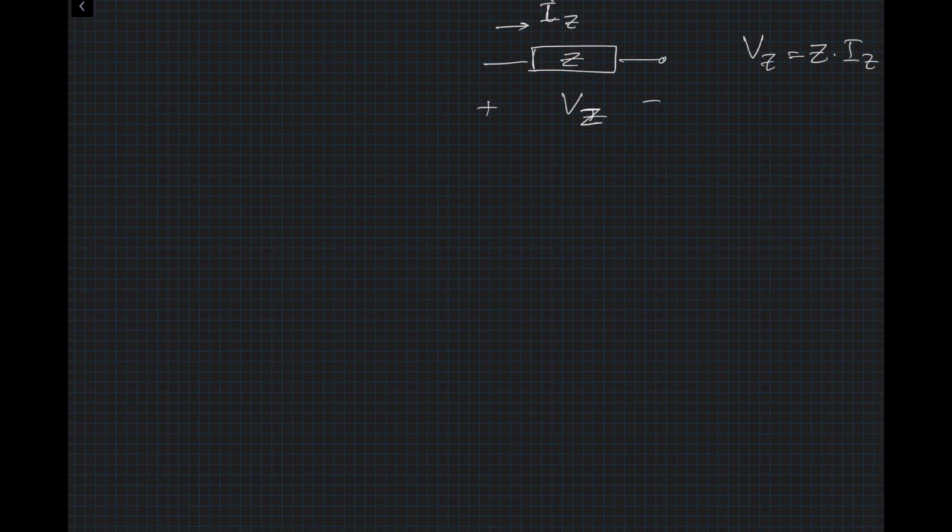Another theorem that we use in circuits is called the Thevenin or Norton theorem.